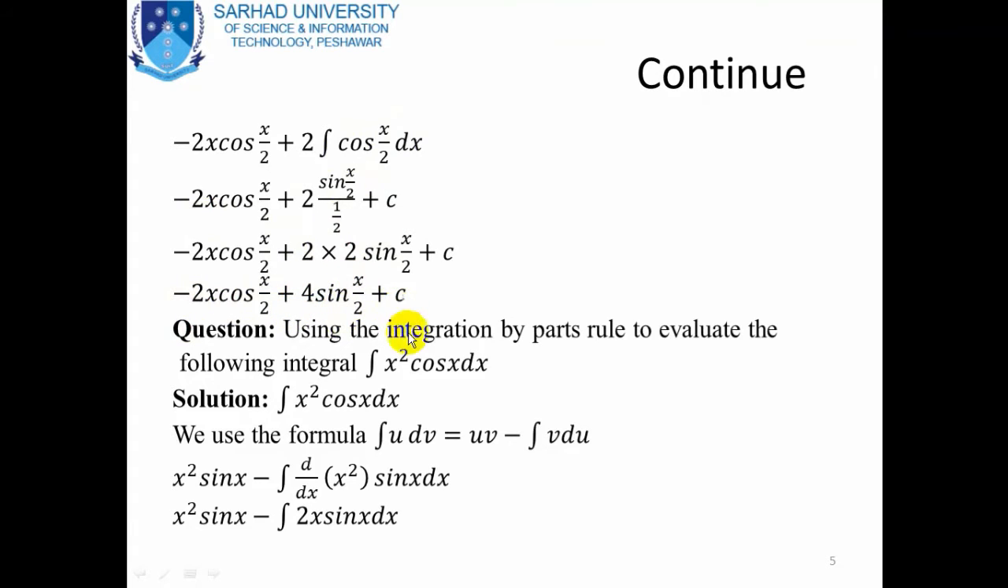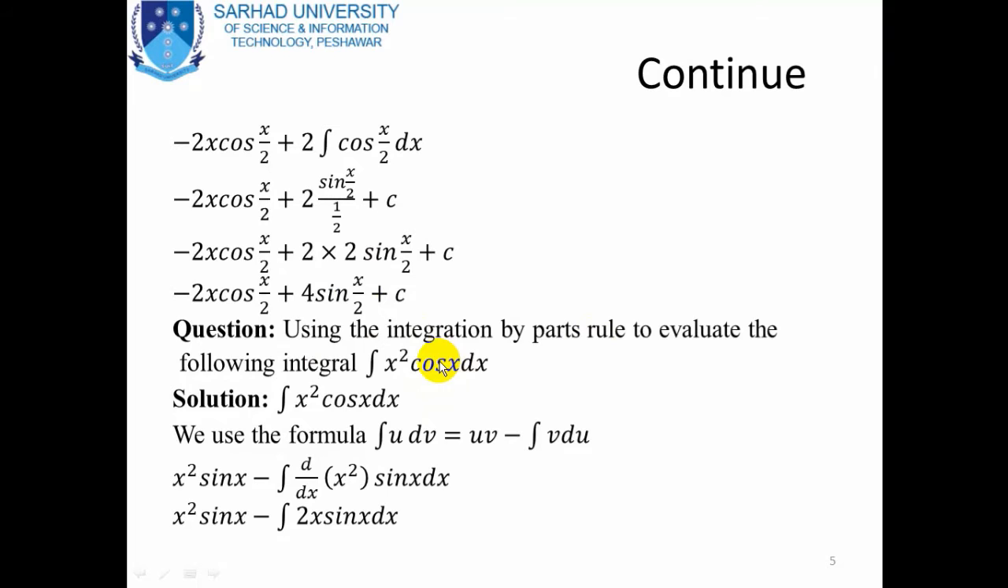Now again, using the integration by parts rule, evaluate the integral x square into cos x with respect to x. Dear student, in this problem, you see over here again, one is the polynomial term and the other is the trigonometric function. Remember this point is very important: when polynomial and trigonometry are in multiplied form, in the by parts formula, consider the polynomial as the first function.